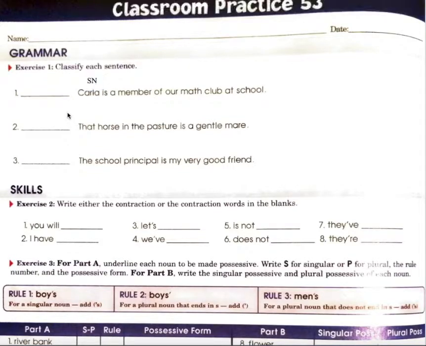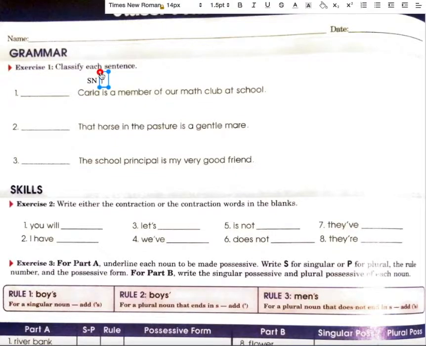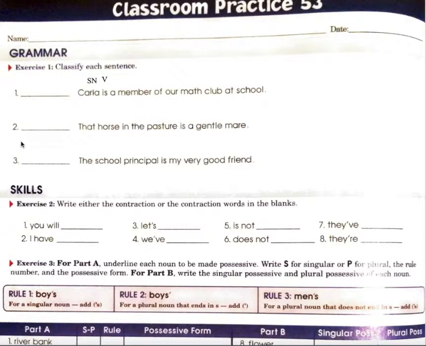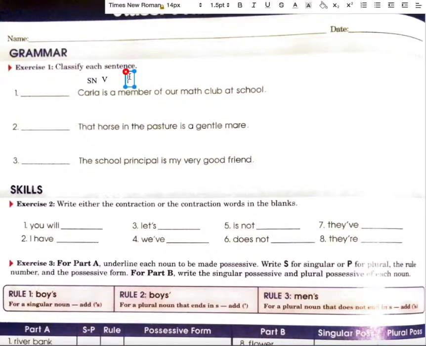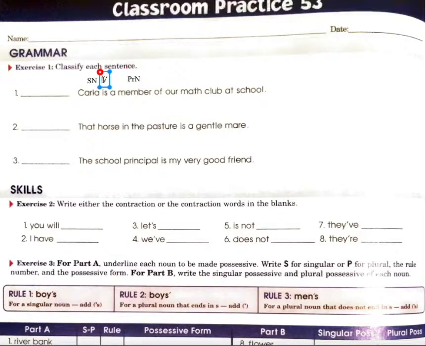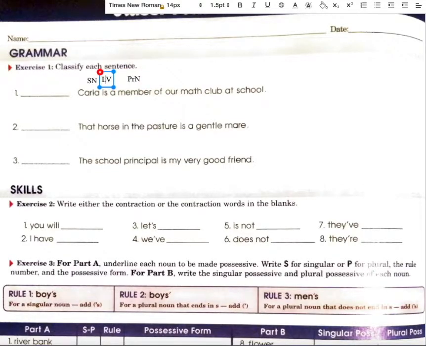What is being said about Carla? Carla is. Remember, is a verb. Verb. Carla is who? Member. Does member mean the same as Carla? Are they referring to the same person? Yes, they are. That means member is a predicate noun. P-R-N. And that also means that this verb is a linking verb.